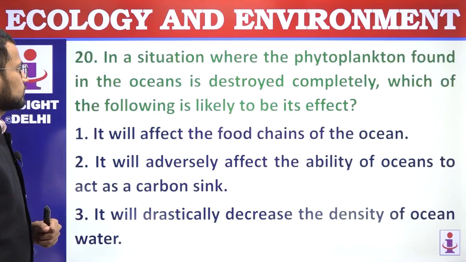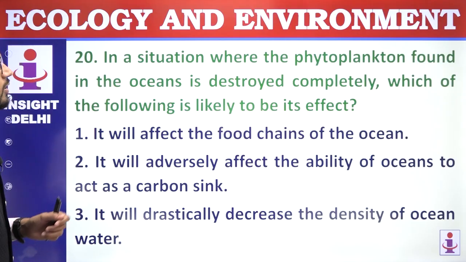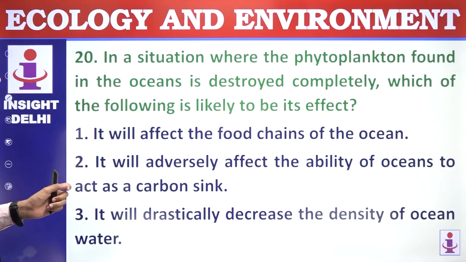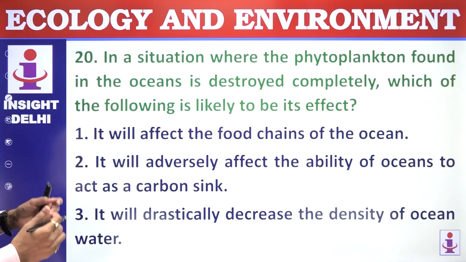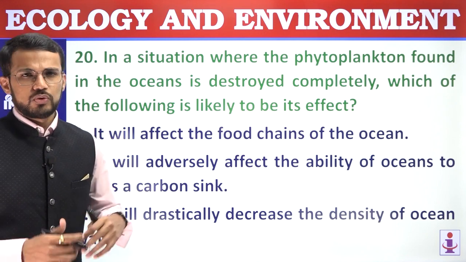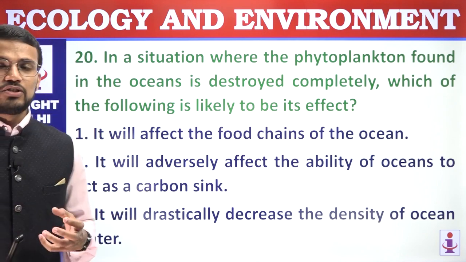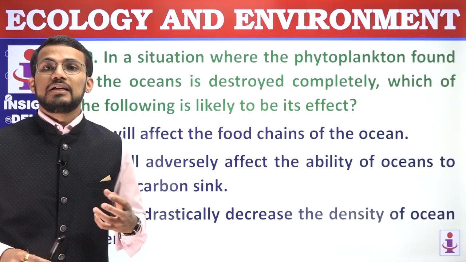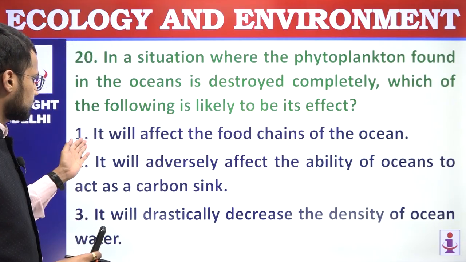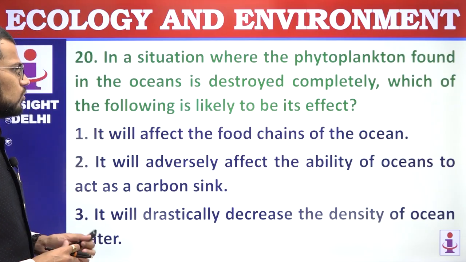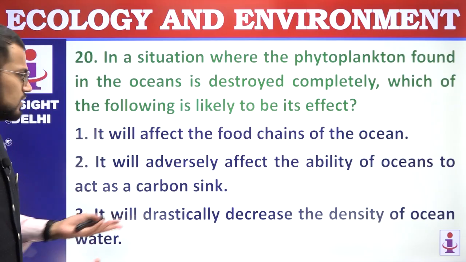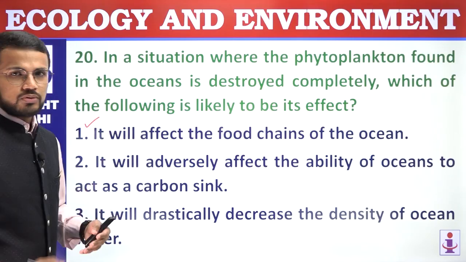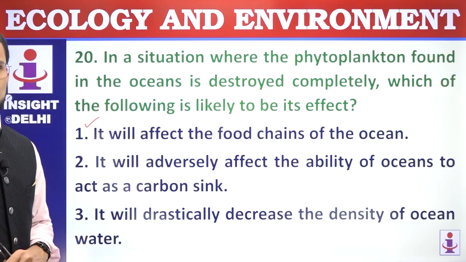20th question now. In a situation where the phytoplankton found in the oceans is destroyed completely, which of the following is likely to be its effect? So a hypothetical situation has been mentioned where phytoplanktons have been wiped out from the ocean. Now what will be its effect? First, it will affect the food chain in the ocean. Obviously, as phytoplanktons are the producers, it will affect the food chain.